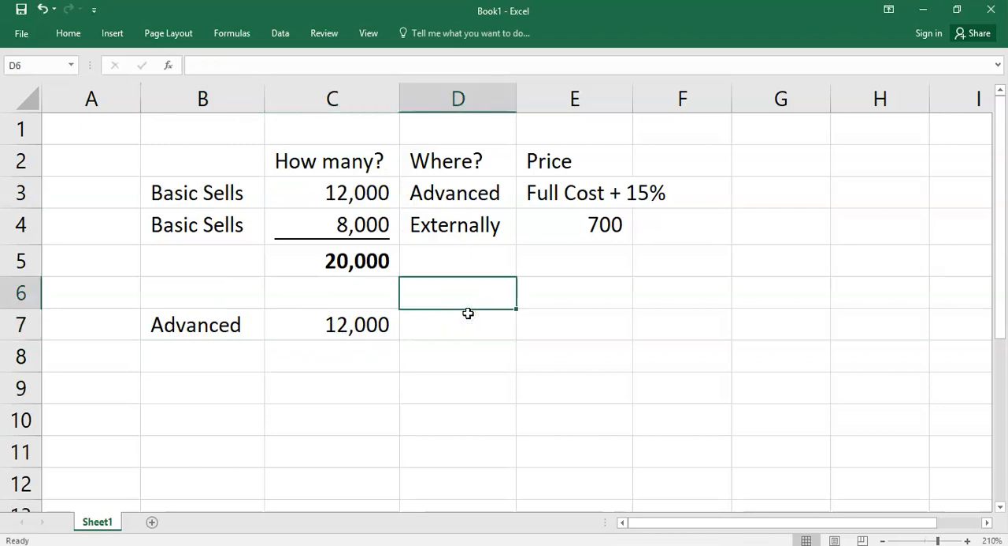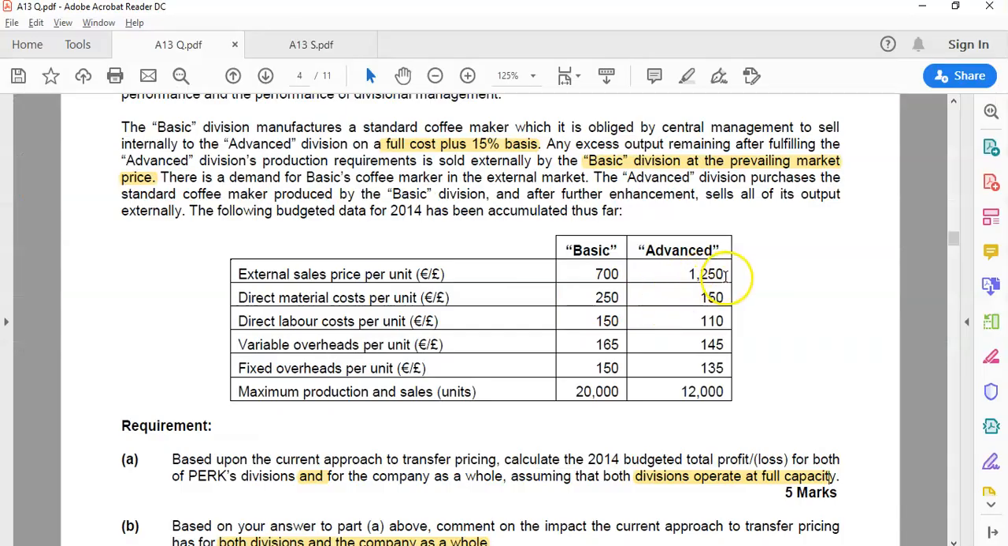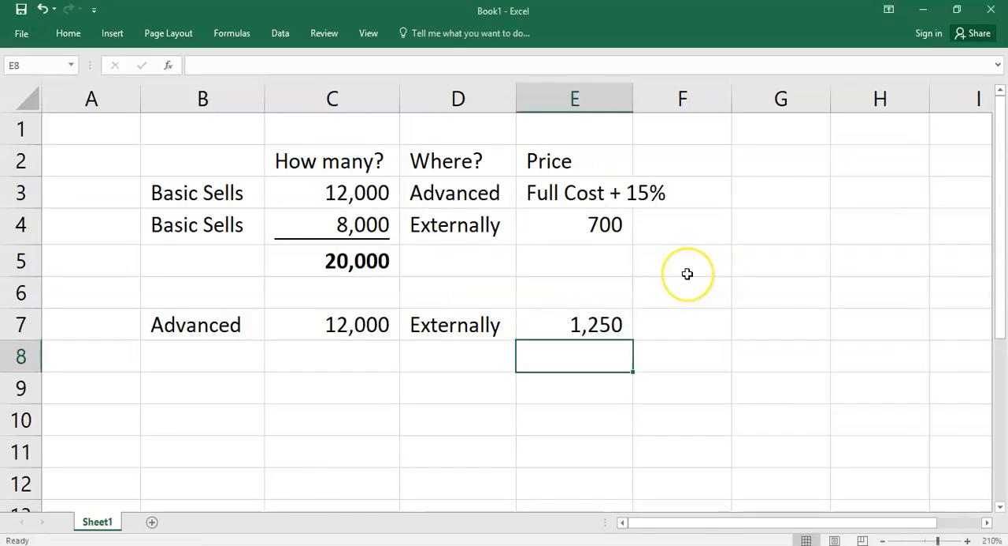Where does it sell it? It sells it externally. And the price it sells it at, you're told here, 1250. So that's your first point of call. What we have to figure out then is, what is this?